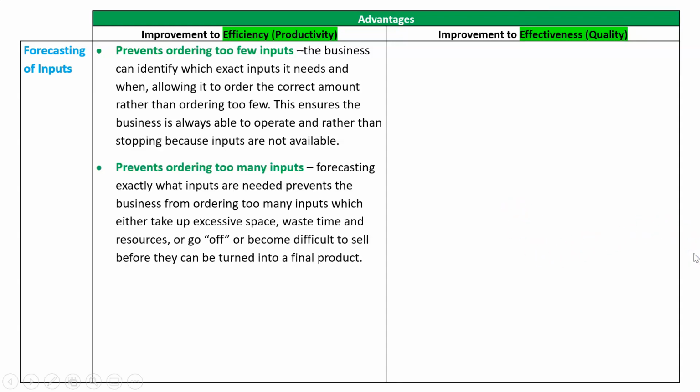It also prevents us ordering too many inputs. So we looked at why that's bad, but how does that help us run a more efficient business? It prevents us from ordering too many, and too many things take up excessive space, waste time and resources, or go off or become difficult to sell before they can be turned into a final product.